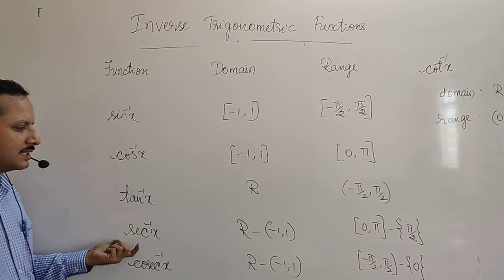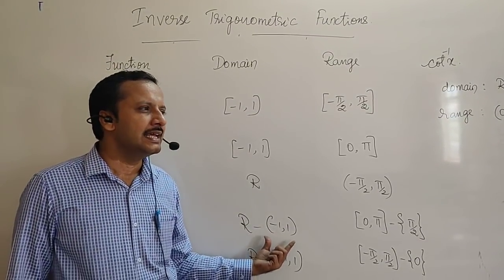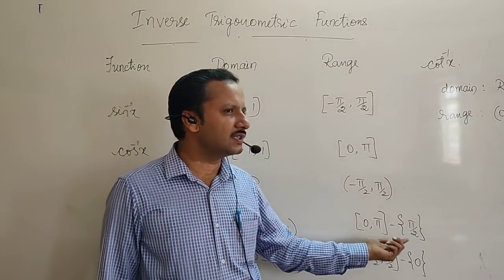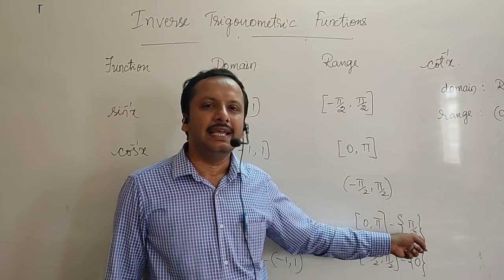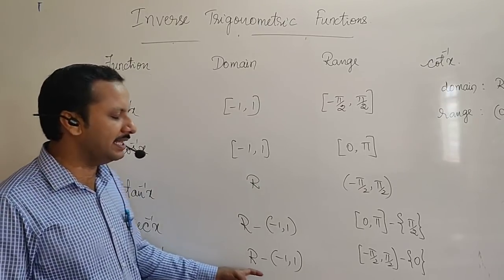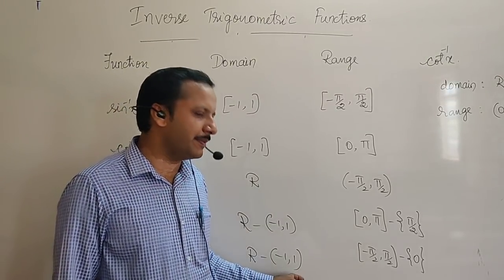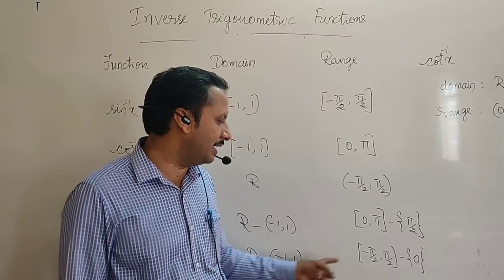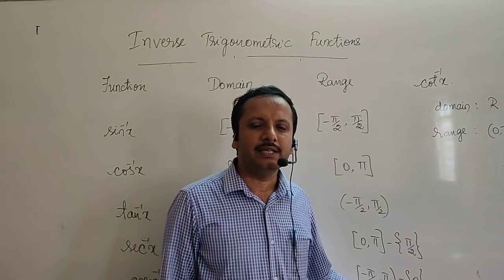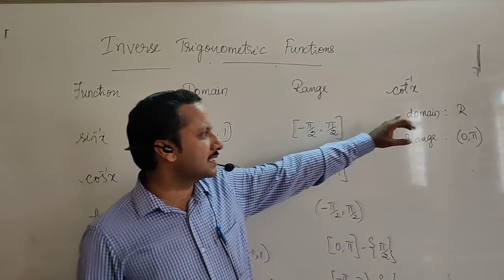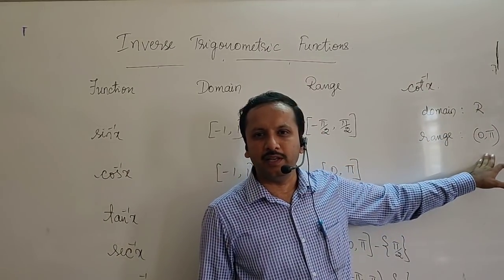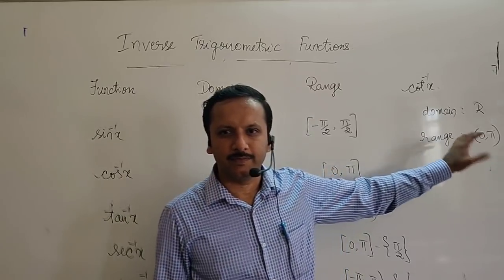For secant inverse x, the domain is set of all reals except open interval -1 to 1, and the range is closed interval 0 to pi except pi by 2. For cosecant inverse x, the domain is set of all reals except open interval -1 to 1, and the range is closed interval -pi by 2 to pi by 2 except 0. Then for cot inverse x, the domain is the set of all reals and the range is open interval 0 to pi. Okay. Thank you.